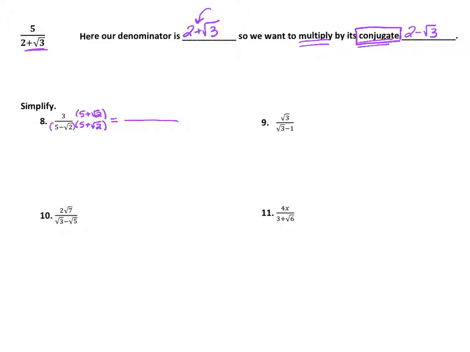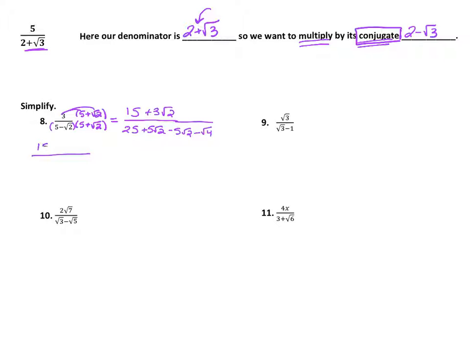So 5 times 5 is 25. 5 times root 2 is positive 5 root 2. Negative root 2 times 5 is negative 5 root 2. And negative root 2 times root 2 is negative root 4. Now, I'm going to FOIL out the top. So 3 times 5 is 15. 3 times root 2 is 3 root 2.